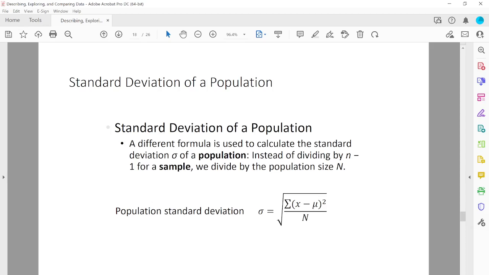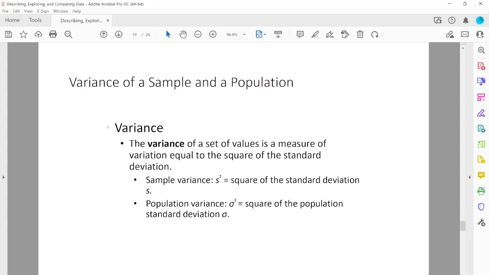Okay, standard deviation of the population. This is the formula for the standard deviation for the population. Remember, in the case of a sample, we divide by n minus 1. In the case of the population, we have to divide by n for finding the standard deviation. That's a crucial thing to remember while calculating the standard deviation.